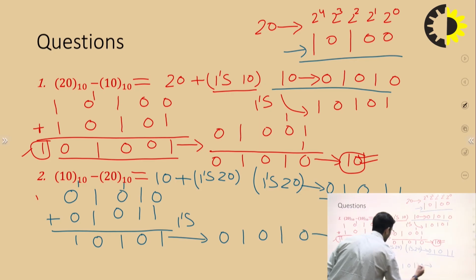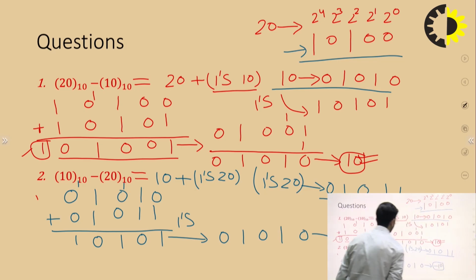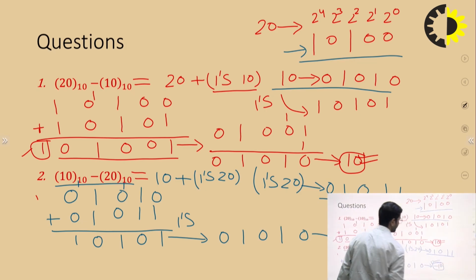This is equivalent to minus 10. That is what we have to get from here. 10 minus 20 is equal to minus 10. That means our answer is correct.